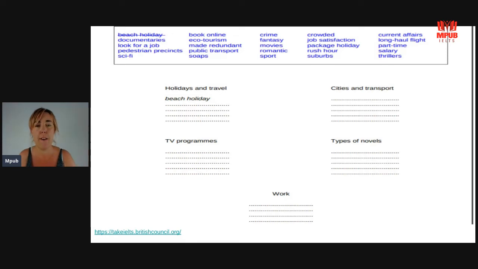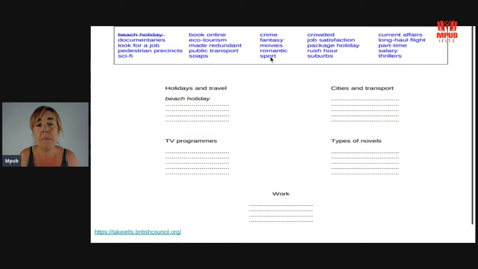job, okay? And then at the top of the page in the box, we have many words, many phrases connected to the topics. You need to match the phrases with the topic. For example, beach holiday is connected with holidays and travel.